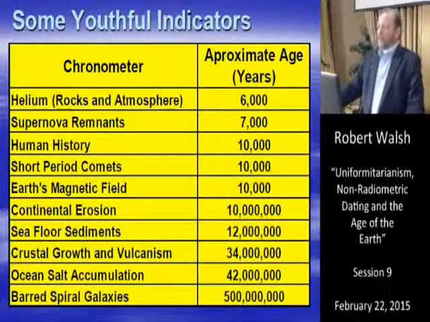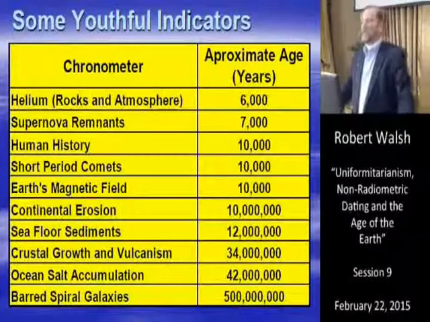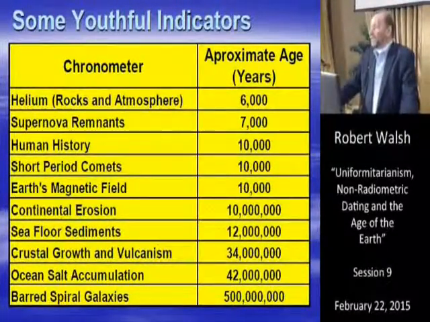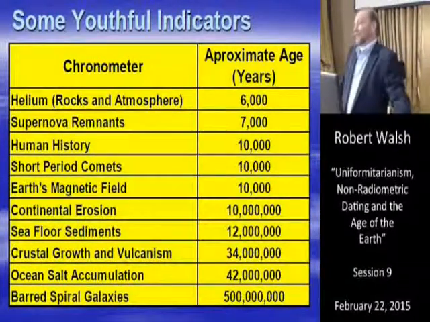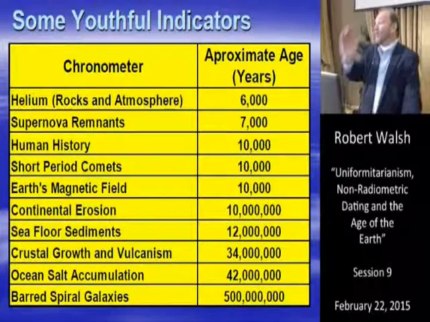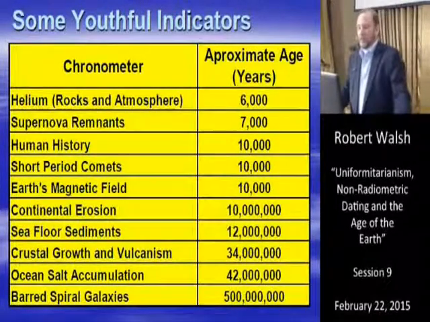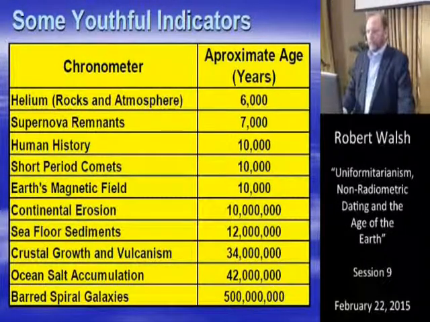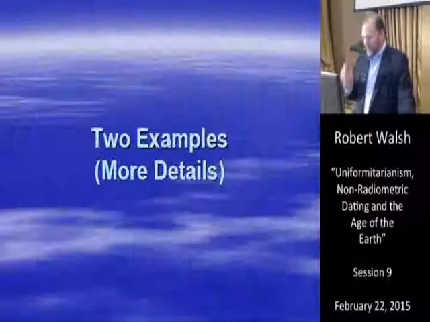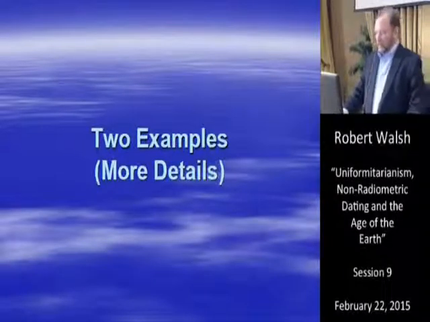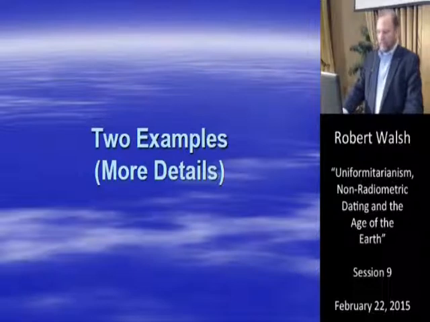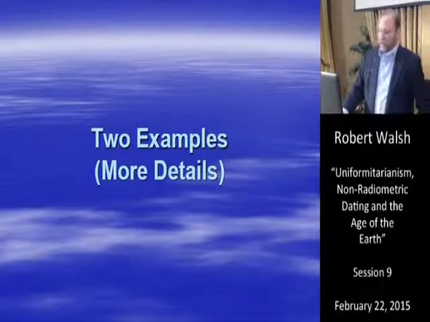Now you might say, oh my goodness, that's far more than the 6,000 to 10,000 years that the biblical text requires, right? But it's still far less than what evolution requires. That's the point. All of these will not allow evolution to occur because it's just not old enough. So let's take a look at two examples in a little bit of detail, and they're not too difficult, but they're important nonetheless. So let's take a look at ocean floor sediments.